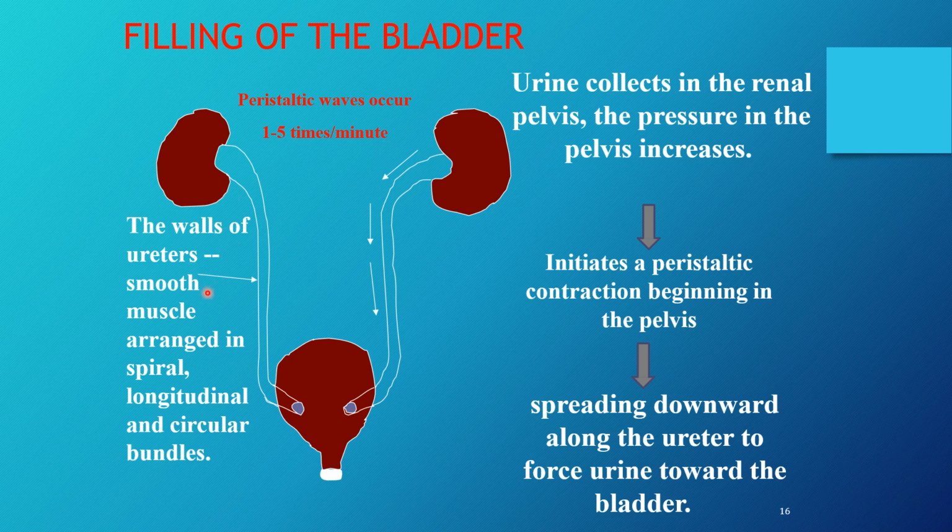The walls of the ureters contain smooth muscle arranged in spiral, longitudinal and circular bundles. So these peristaltic waves pass the urine towards the bladder. Urine collects in the renal pelvis, the pressure increases and there will be peristaltic contractions. This will force the urine towards the bladder.